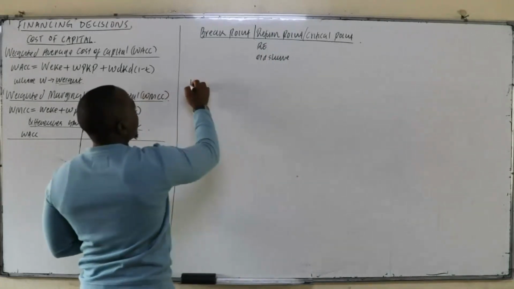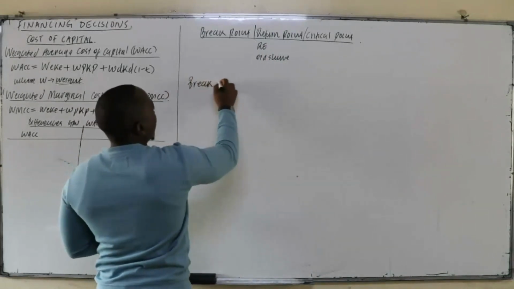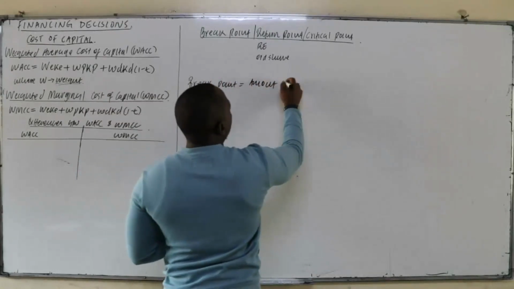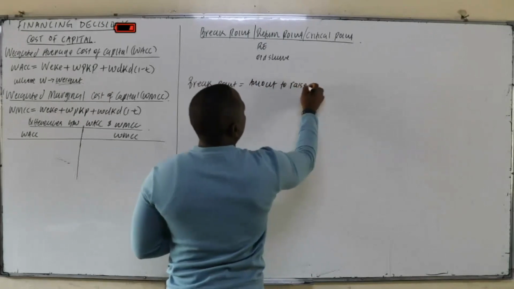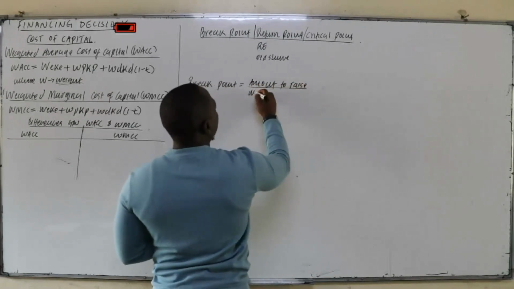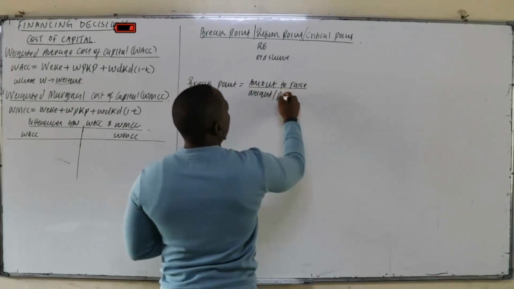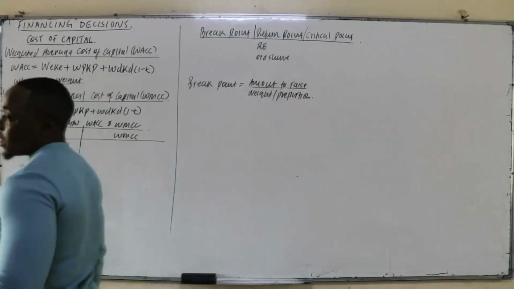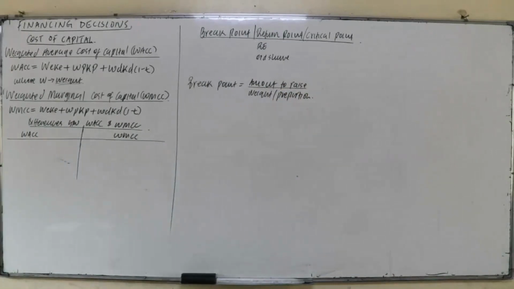And how do we determine the breakpoint? To determine the breakpoint, you take the amount of the source and divide by the weight, or proportion.